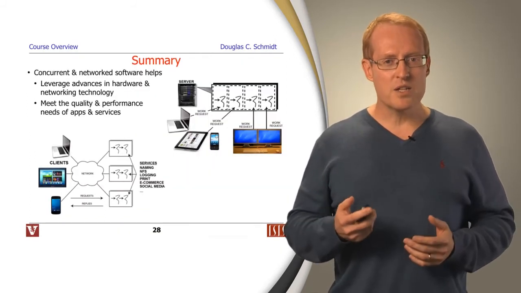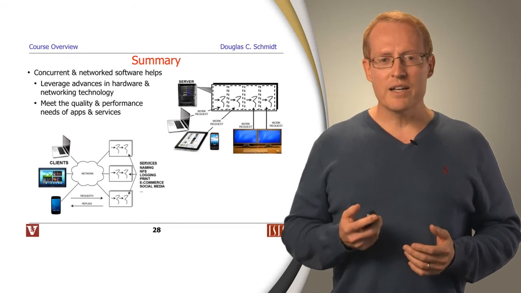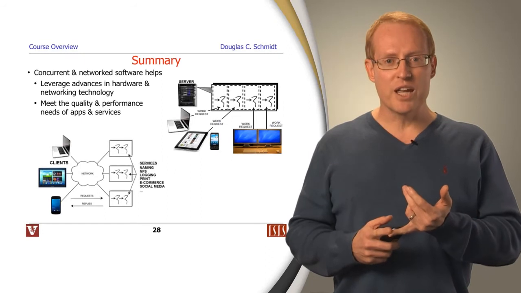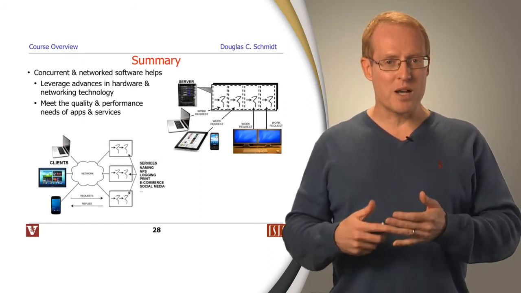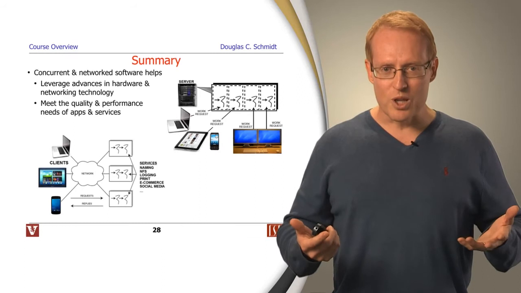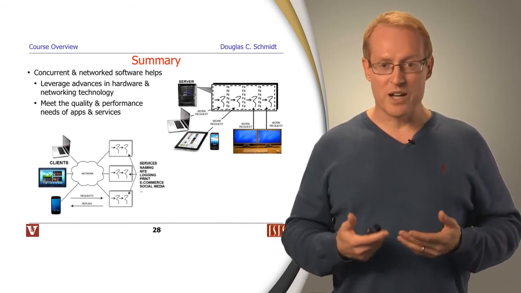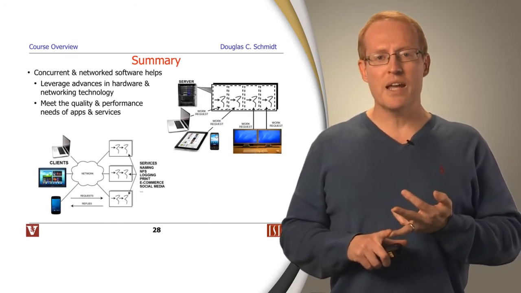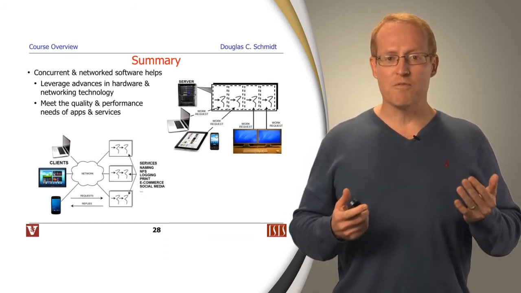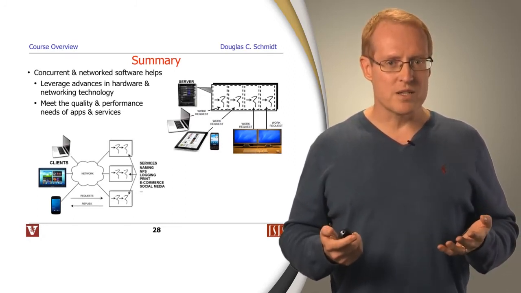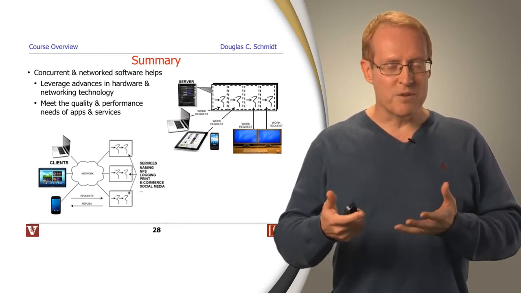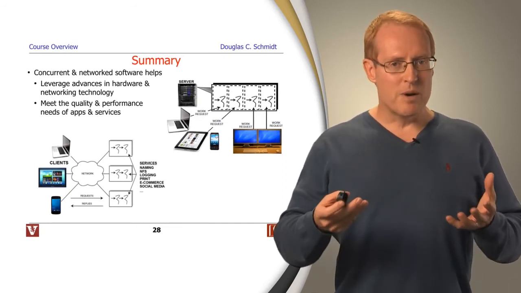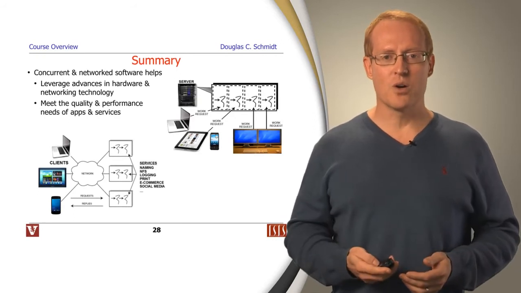So to summarize this part of the module, concurrent and network software helps with several things. First, it helps to be more effective at leveraging the advances in hardware and software that we've become accustomed to because of Moore's law and other ways in which commoditized software gets better, faster, cheaper at a regular pace. But it also helps with other areas. It helps to meet the quality and performance needs of applications and services that go above and beyond what the hardware and infrastructure software are able to do. This allows us to get better fault tolerance, better real-time behavior, better security, and so on.